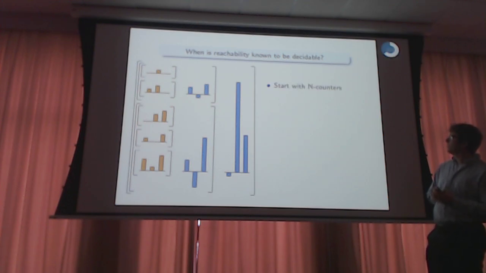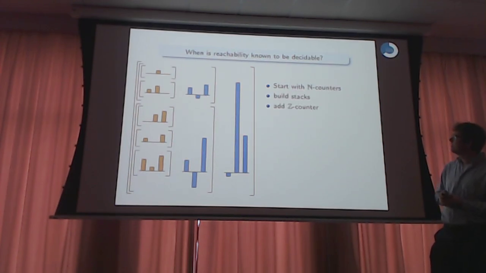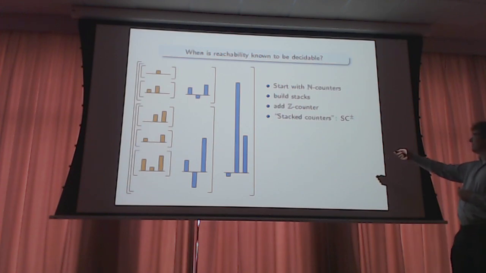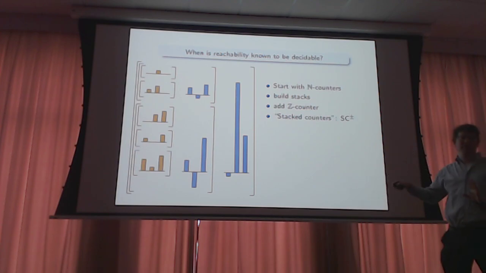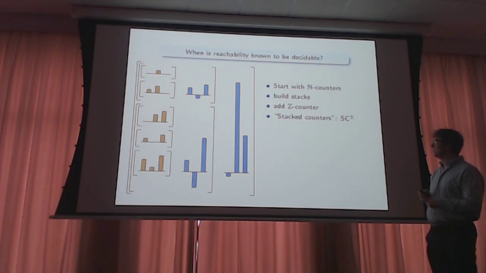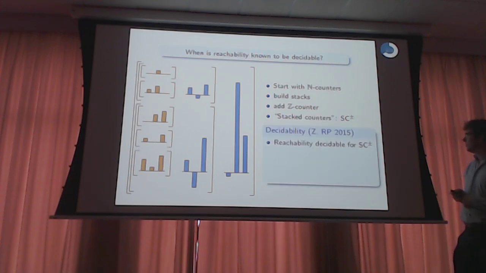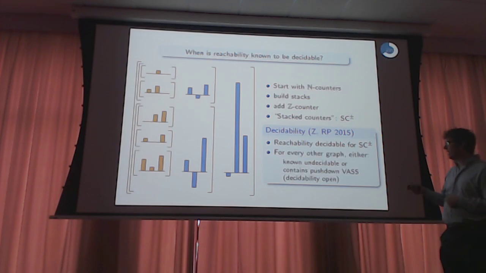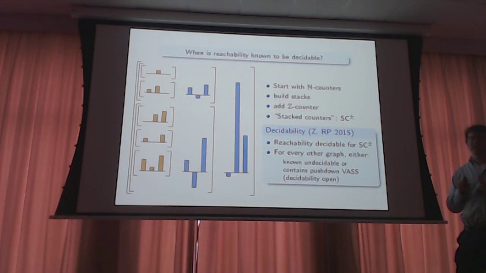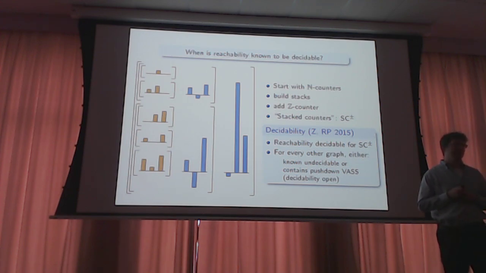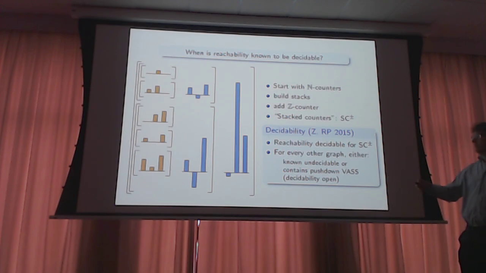So in other words, you can start with N counters, build stacks, add Z counters, and alternate between the two. This class is called SC plus minus because in the beginning you start with positive counters, but after the first time you can only add Z counters. That's where the minus comes from. So it's known that reachability is decidable for these. And for every other graph, either we know it's undecidable, or it contains pushdown graphs, so we don't know whether reachability is decidable. So this is the state-of-the-art decidability.